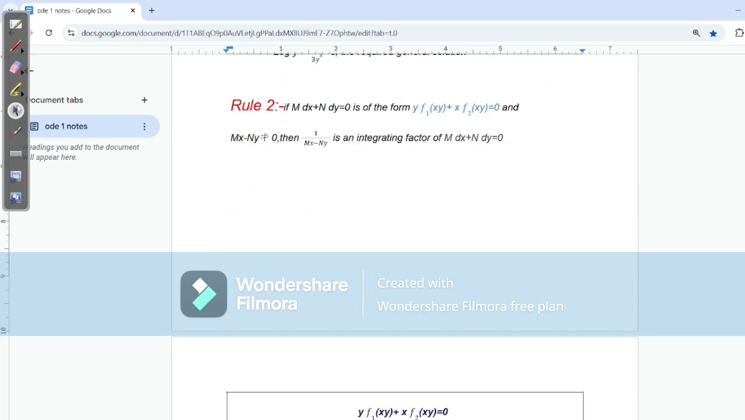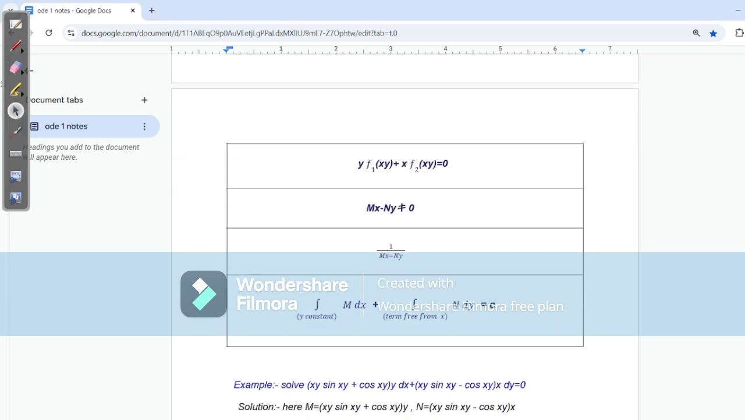Now this is rule 2. If m dx plus n dy equals 0 is of the form y into f1 of xy plus x into f2 of xy equals 0, and mx minus ny is not equal to 0, then 1 by (mx minus ny) is an integrating factor of m dx plus n dy. So these are the steps which have been given.